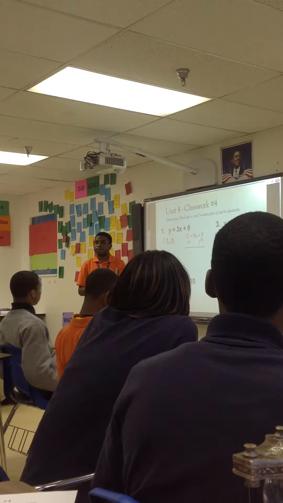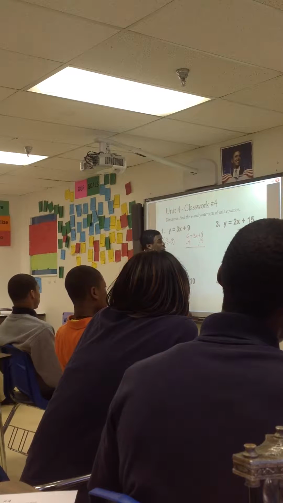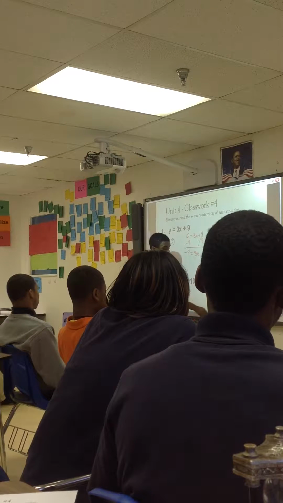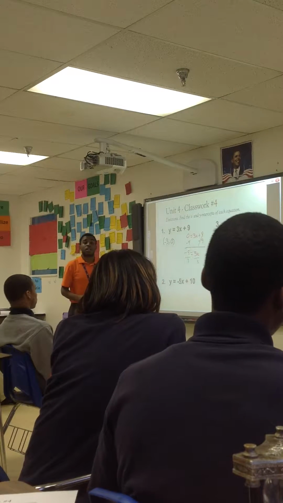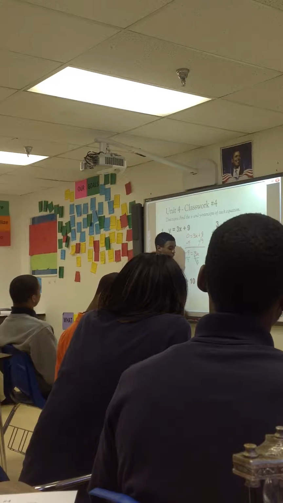Mr. Jones, go ahead. 0 minus 9. 0 minus 9 is? Negative 9. Negative 9. And negative 9 divided by 3. Divide each side by 3, and what do we get? Cross the 3's out, you get x equals negative 3.